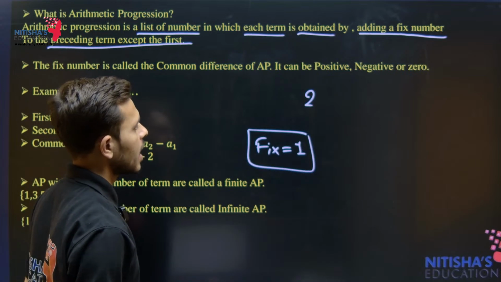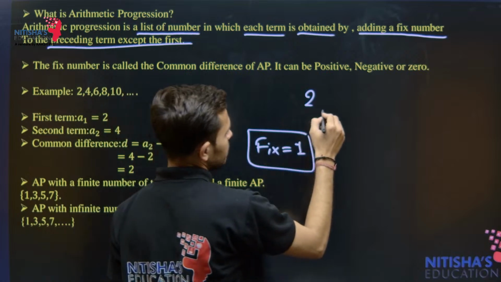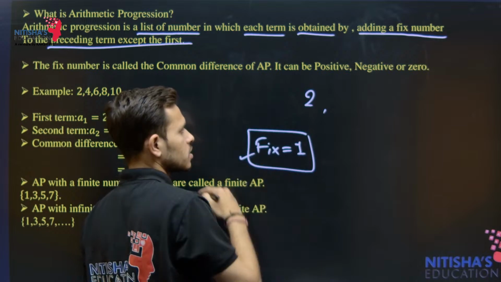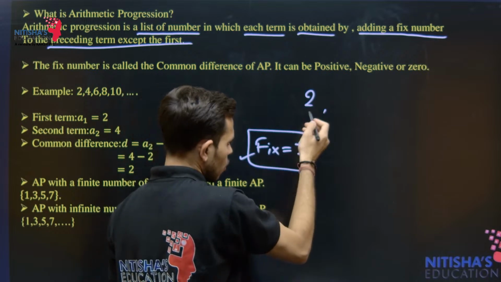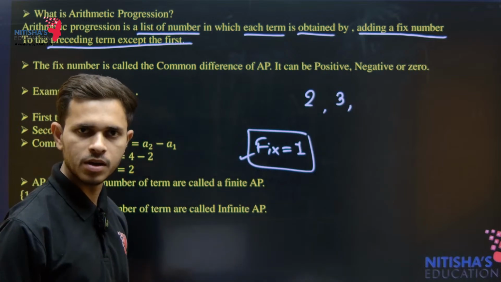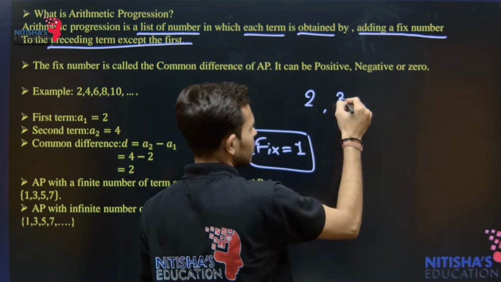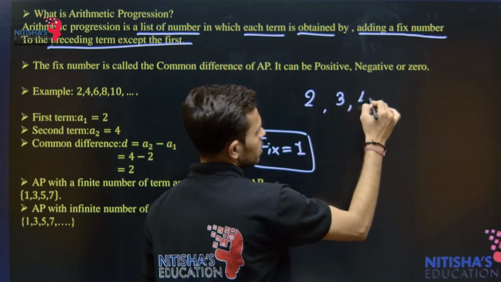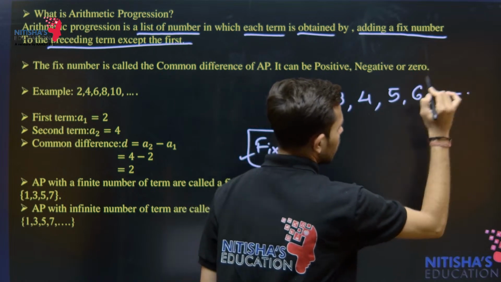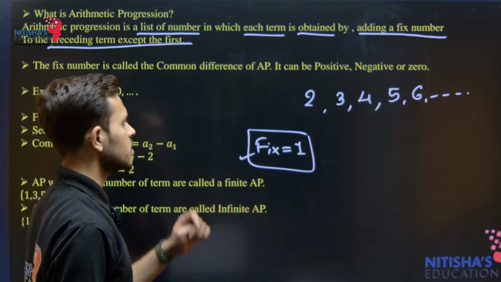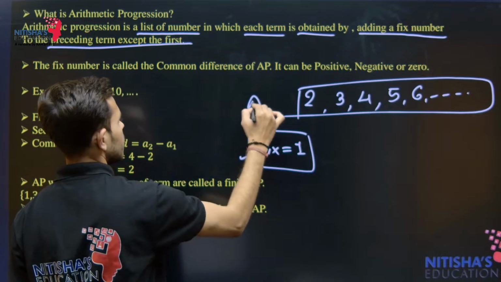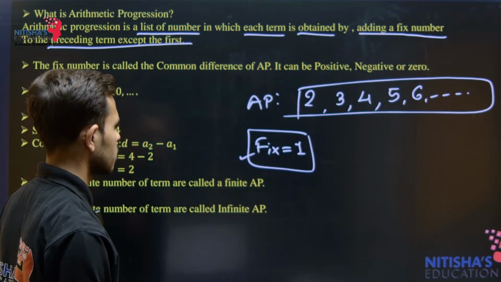Now what do I have to do to form an AP? I just need to add my fixed number to the previous term. What is my previous term? It's 2. Add 1 to it, it becomes 3. Again, for the next number, add that fixed number to its previous term: 3 plus 1 becomes 4. Again add, it becomes 5, 6, and so on. So the series that we got here is called an AP, which is arithmetic progression.